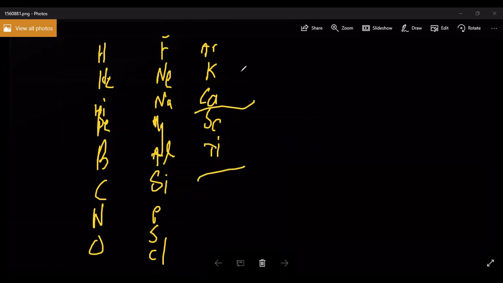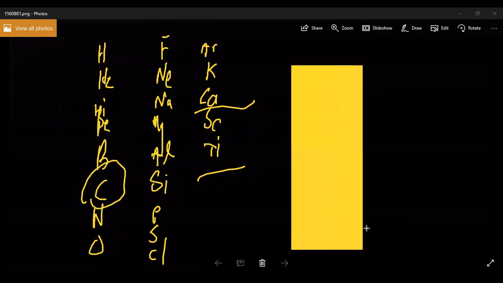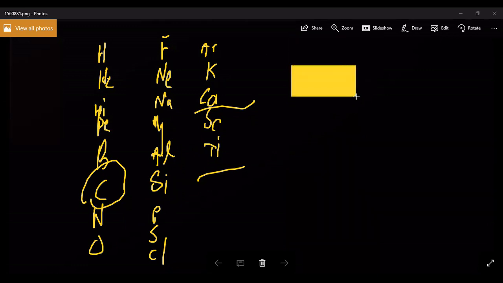But in your syllabus, only 20 elements. In these elements, elements are made up by what? For example, I'm taking a carbon. If it's a carbon element, this carbon element is made up by what? Carbon atoms. Every element is made up of atoms.